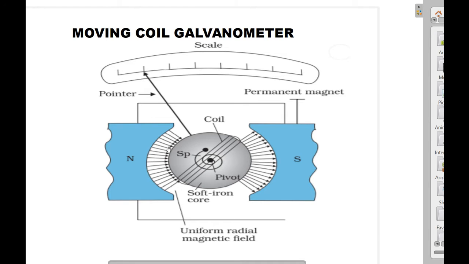This arrangement is placed in a radial magnetic field produced by two concave shaped pole pieces of a permanent magnet. The radial magnetic field has two functions. One is that it increases towards the center of the coil. Second is that the plane of the coil is parallel to the magnetic field.